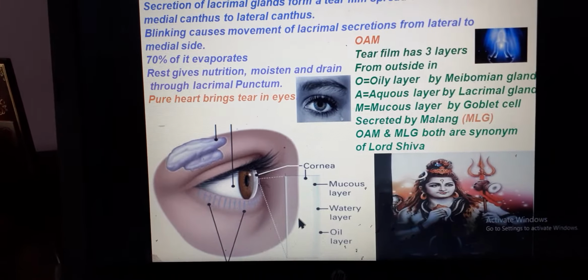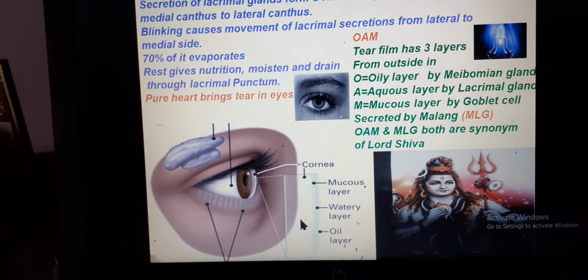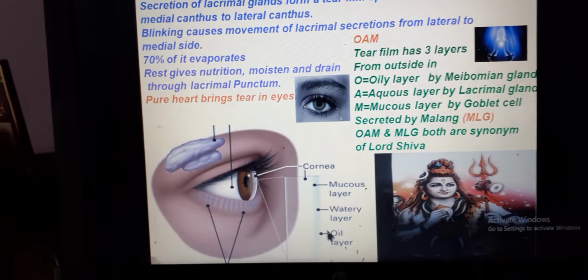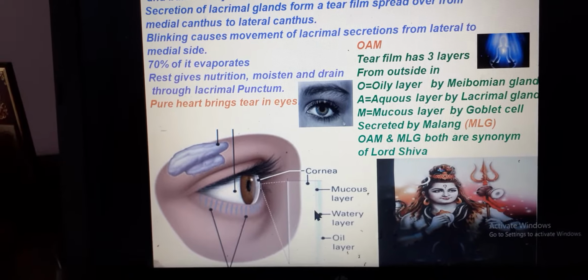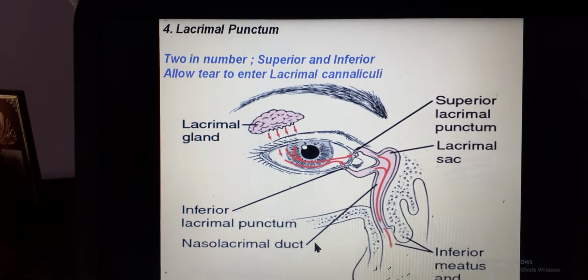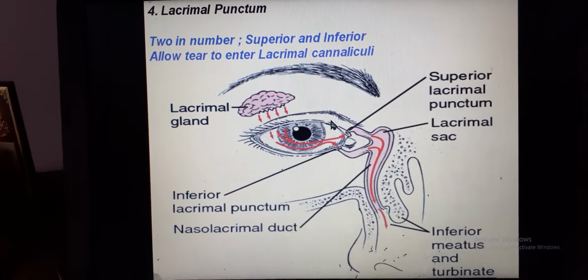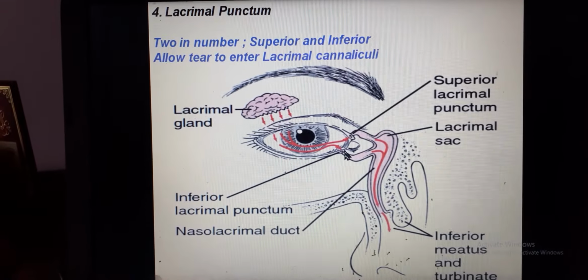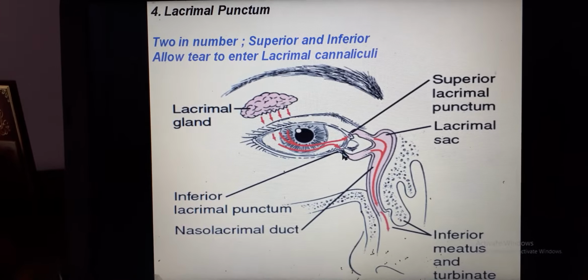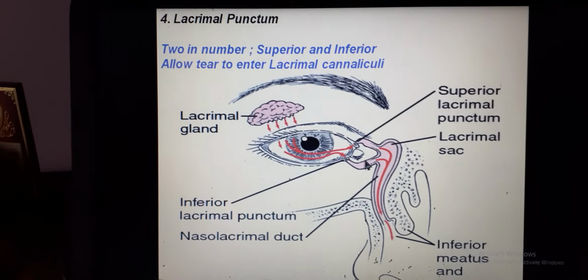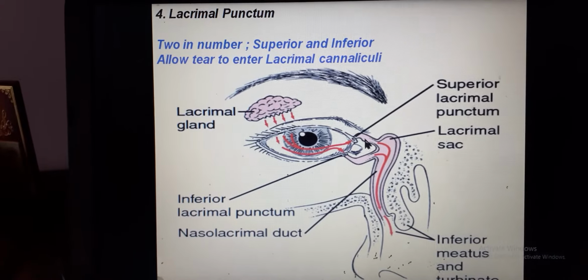These are the tear film layers from external to internal aspect. This is the oily layer, then watery, that is aqueous, and mucus. Now coming to the fourth component, that is the lacrimal punctum. The superior and inferior lacrimal puncta allow tears to enter into the lacrimal canaliculi, this duct.